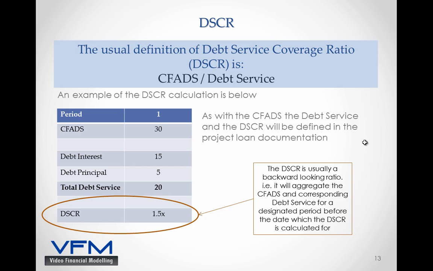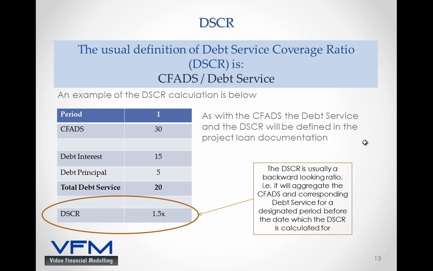In period 1, we have CFADS equals $30. We also have a debt interest payment of $15 and a debt principal of $5. So our total debt service is 5 plus 15, which is 20. Going back to our debt service coverage ratio, CFADS divided by debt service, we've got 30 divided by 20, and we get a debt service coverage ratio of 1.5. And that's just for that period.